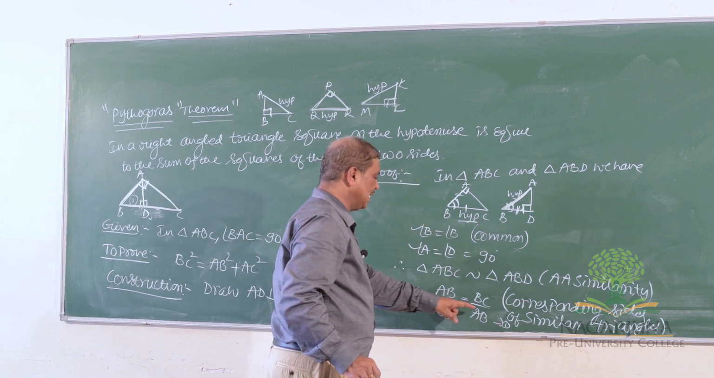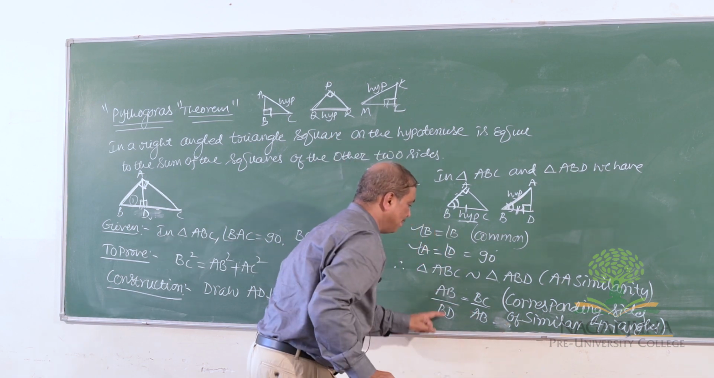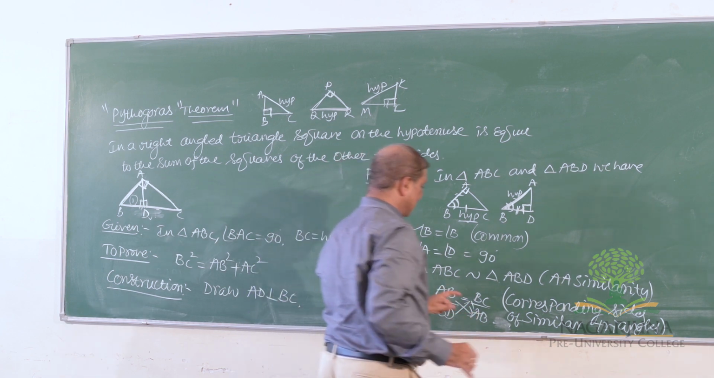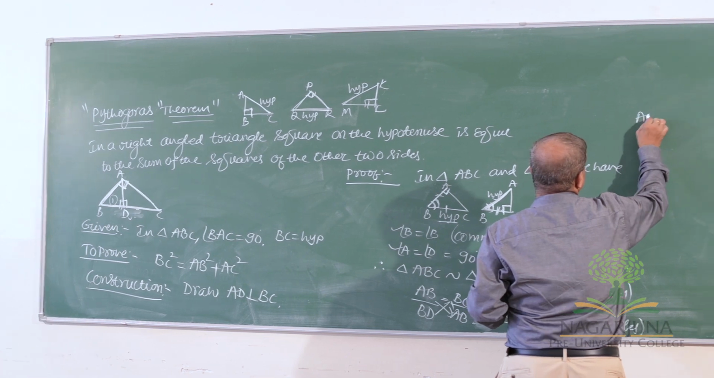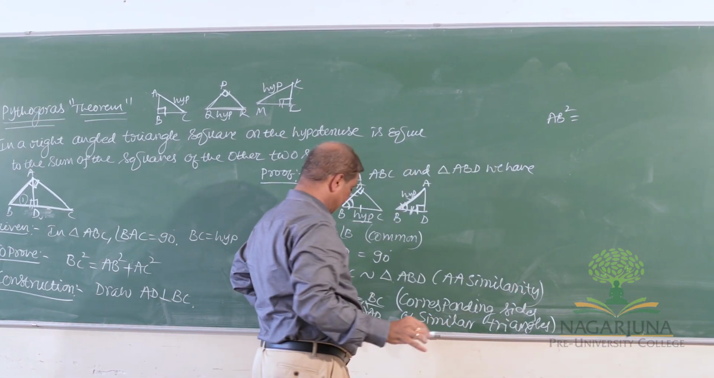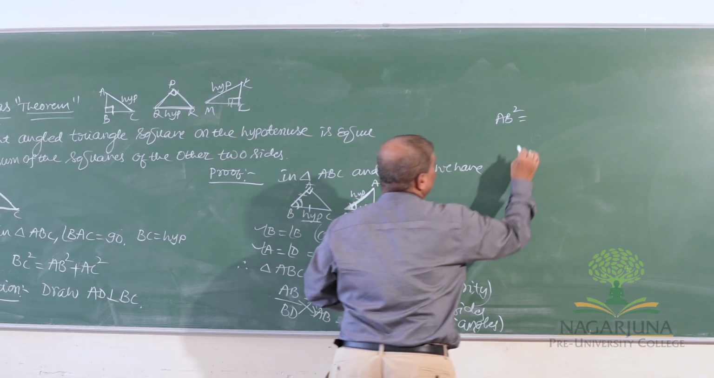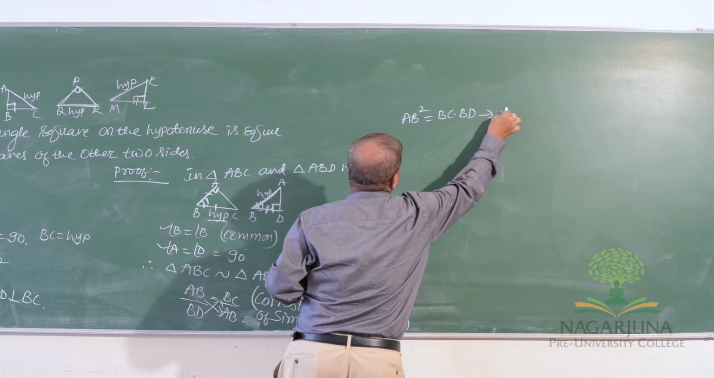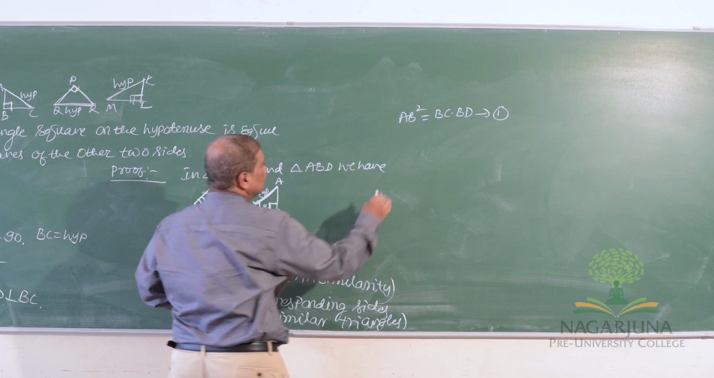AB by BD is equal to BC by AB. Cross multiply. So AB into AB, AB squared, equals BD into BC. We can write BC into BD. This is equation 1.